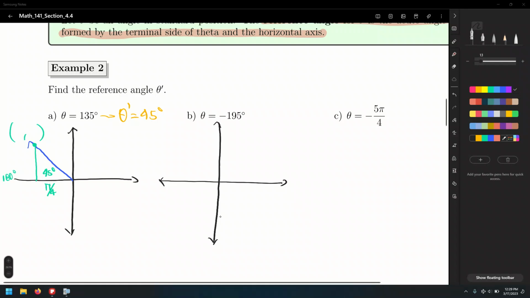So if I turn all the way in this direction, check this out. This is 180 degrees, isn't it? Or rather, negative 180 degrees. So how many more degrees do I need to get to negative 185 degrees? I need an angle of 5 degrees, right? So that's the angle. So that's our reference angle. Theta prime equals 5 degrees.